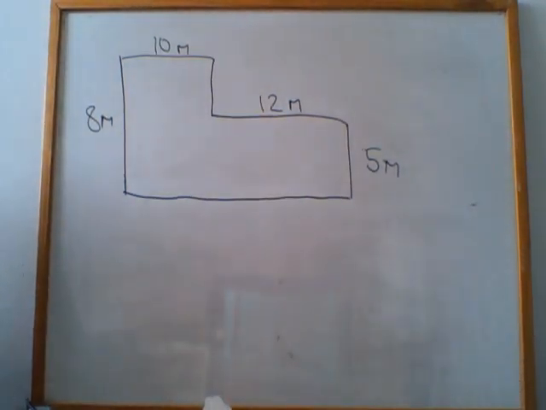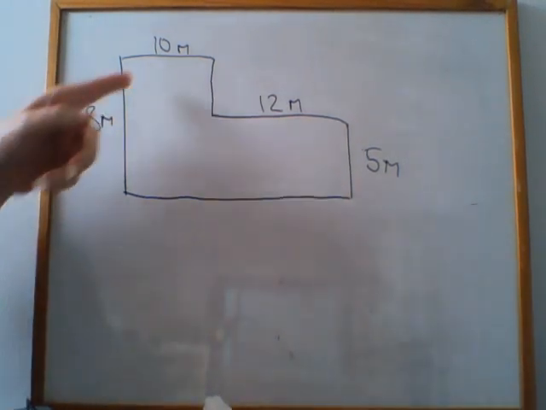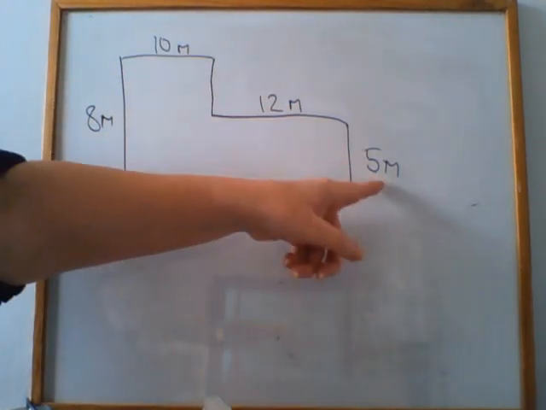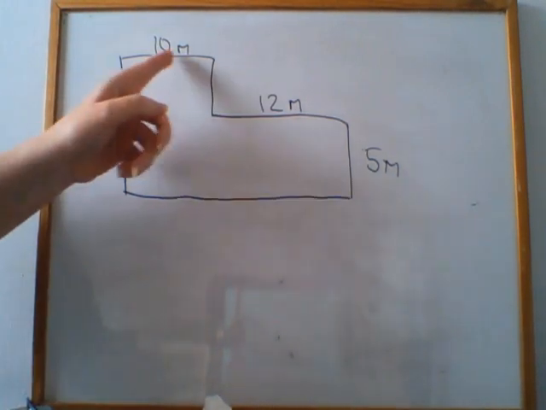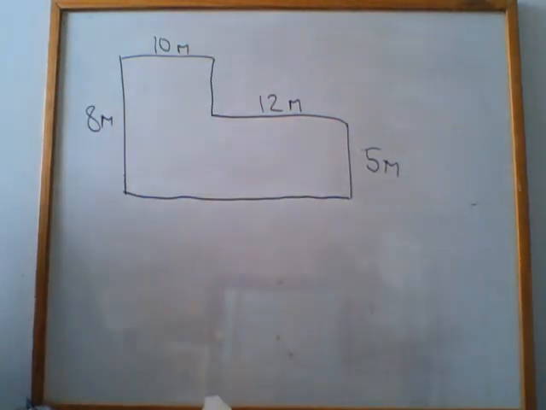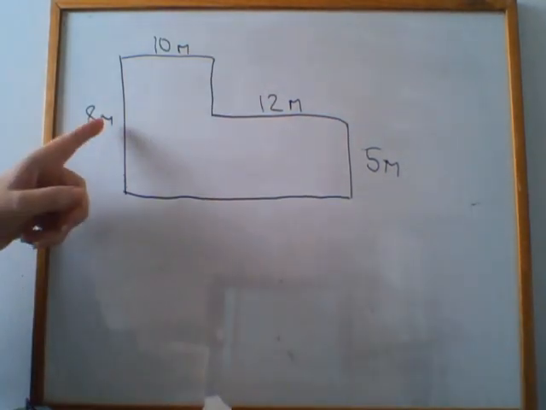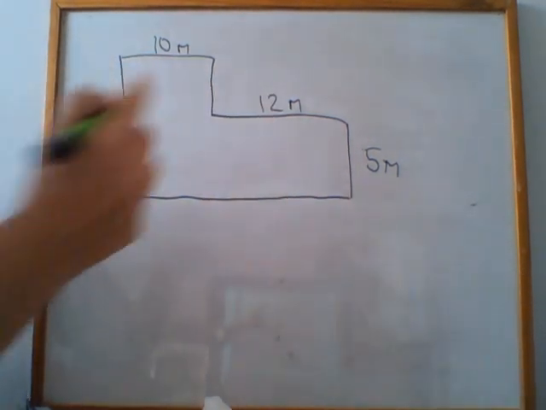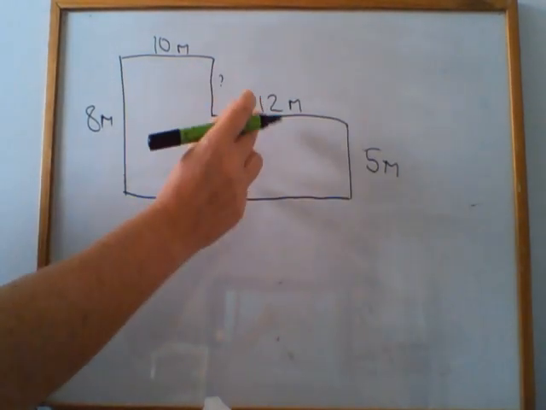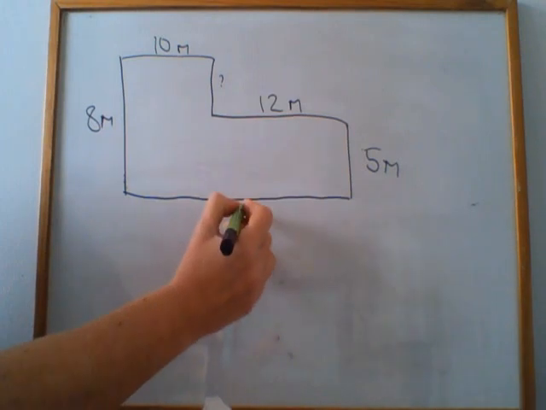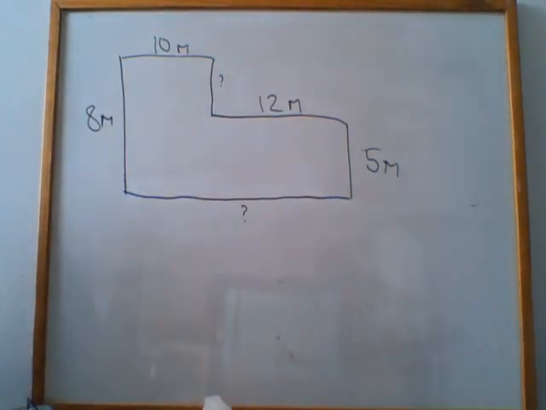Alright, looking at this shape, this is not such a simple one because it's not just a straightforward square or rectangle. First thing we need to do is check they are all in the same unit and they're all meters, so I don't have to worry about changing anything. We're asked area and perimeter again, so if I go round, okay, I need to find this side, I don't know what that is, and I need to find this side.